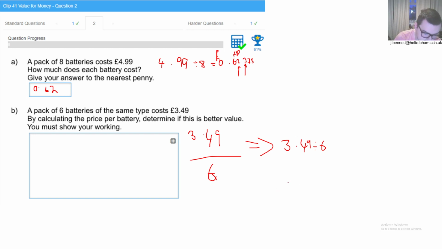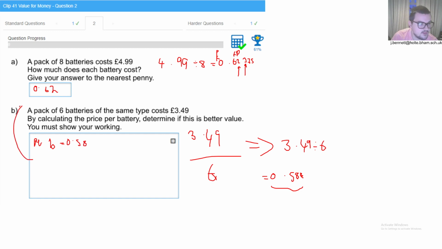This gives us, make sure I put that in correctly, 349 divided by 6 gives us 0.581. We round down, we get rid of that, so we've just got 58p. So which one is better? Well, the 6 batteries costing £3.49 is better, because per battery is 58p for these ones.